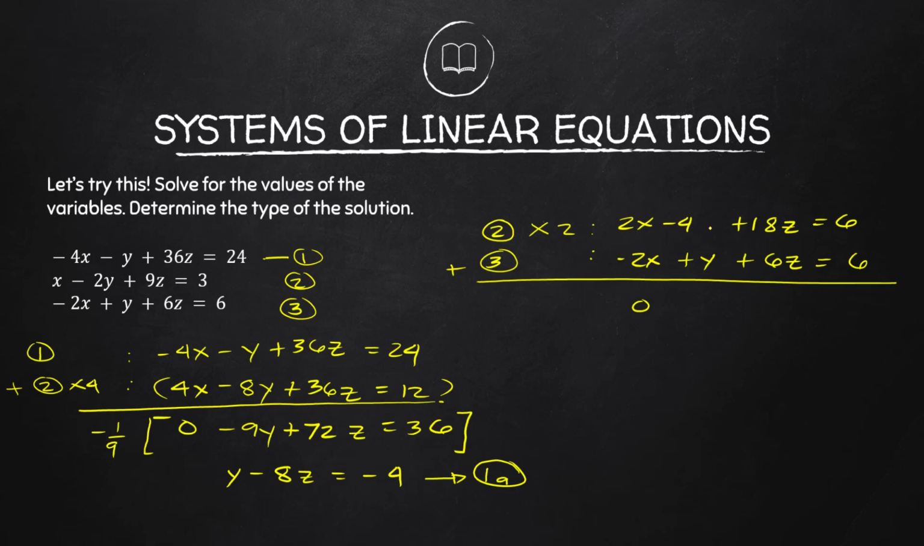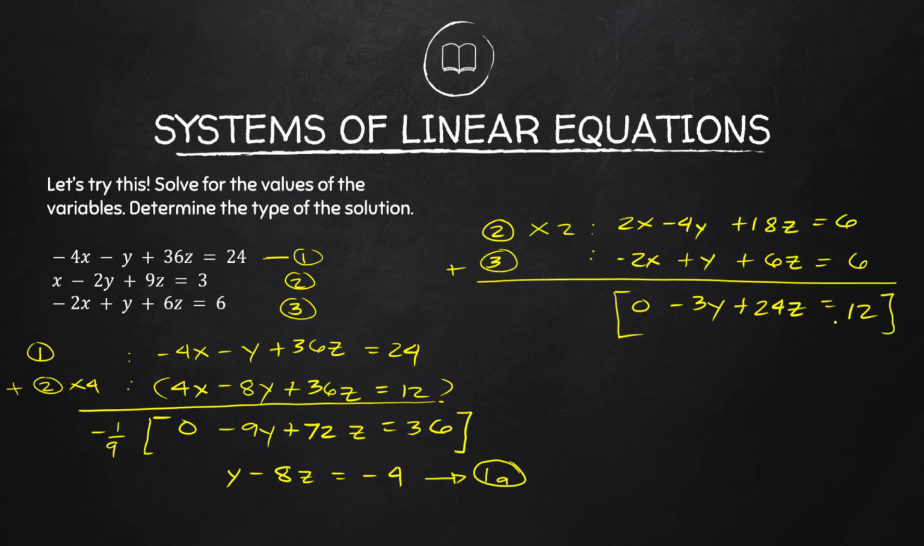So this will become, this is y, sorry. Negative y plus y is equal to negative 3y. And this is 18 plus 6. That would be positive 24z. This is equal to positive 12.